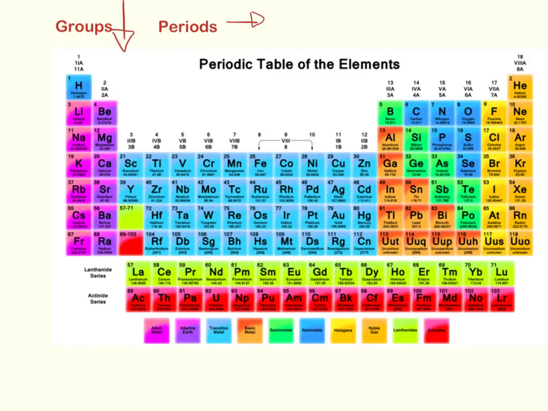Periods run across. So my first period is hydrogen and helium. That's it. My second period, lithium, beryllium, boron, etc. So what do groups and periods mean?